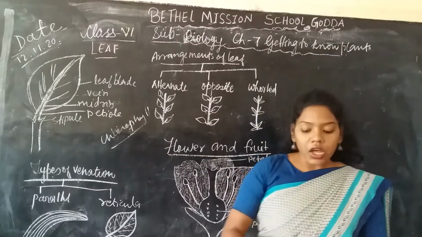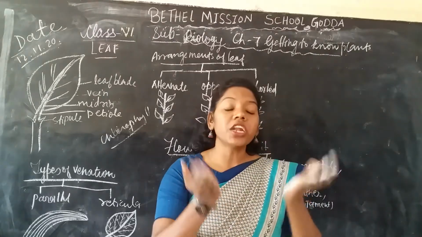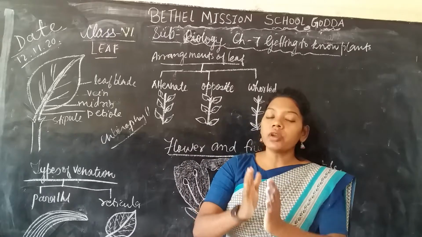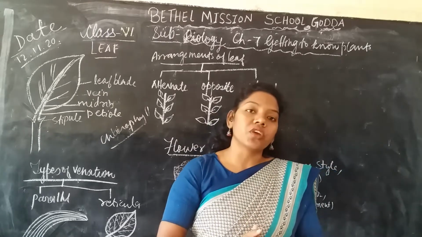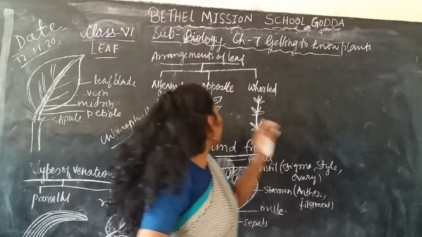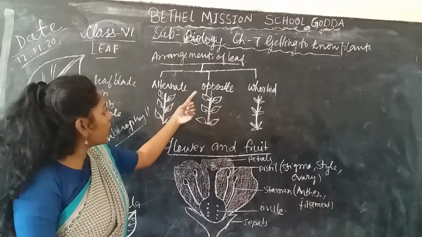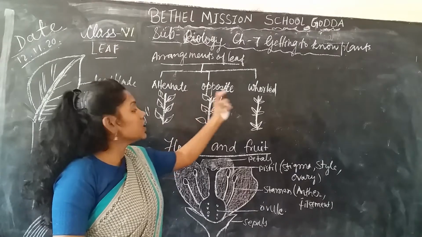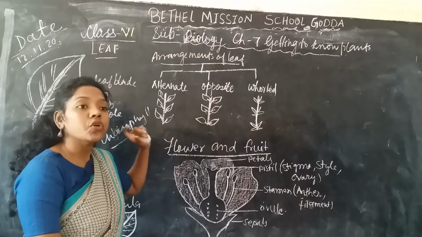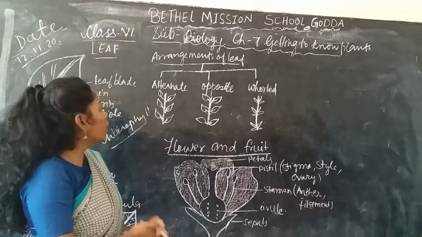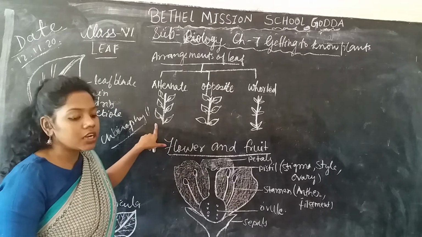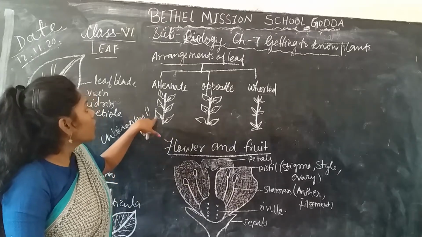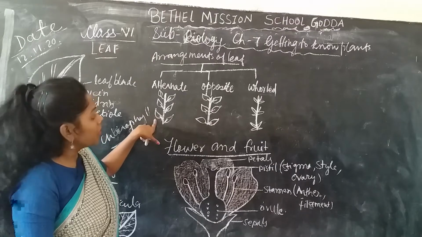Okay, now we are going to see the arrangement of leaf. In different plants, you can find different arrangements of leaf. Some can be alternate arrangement, others can be opposite, and others can be rolled. So these are the three types of arrangement of leaf you can find in different plants. First of all we will see the alternate arrangement of the leaf.